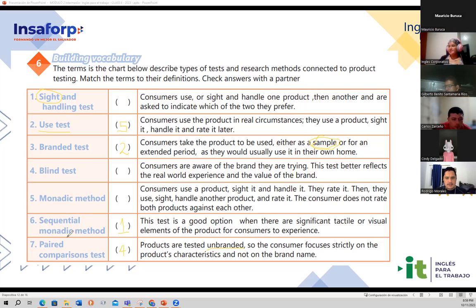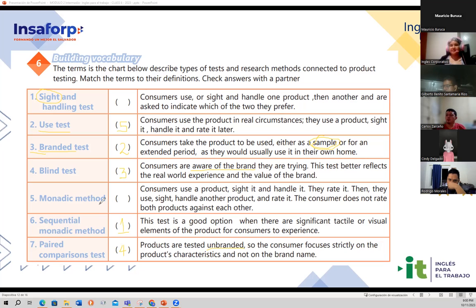Then we have number 5 that is here. So what is the one that we are missing? Branded test. Number 3, we didn't do it. Okay, so what is branded test? Do you know what a brand is, right? Marca. What will be the definition for this one? Branded test. We already have the brand. Any idea? The consumers are aware of the brand they are trying. This test better reflects the real world experience and the value of the brand. Very good. Yes, that is the one. They are aware of the brand that they are trying, right?